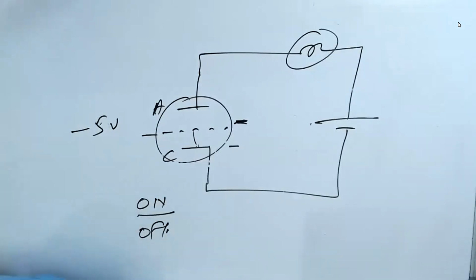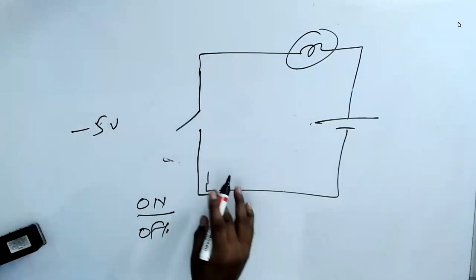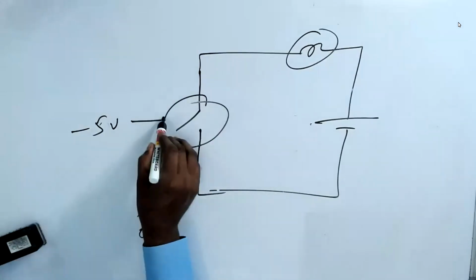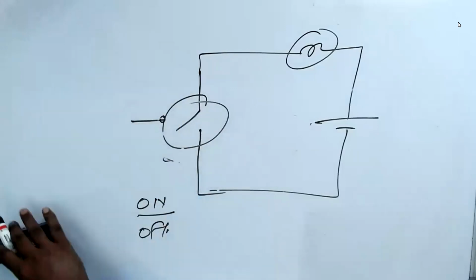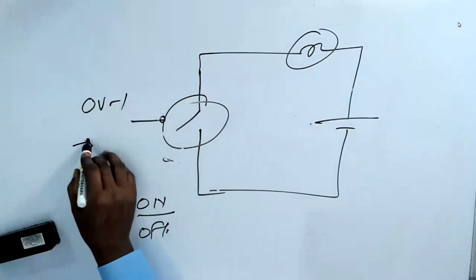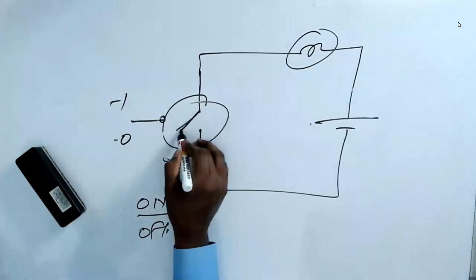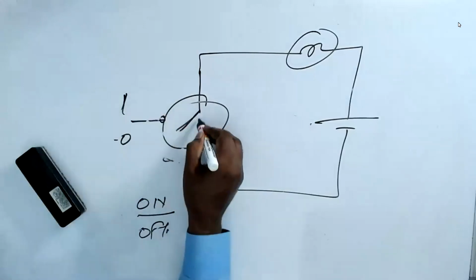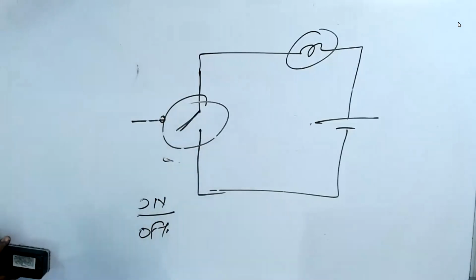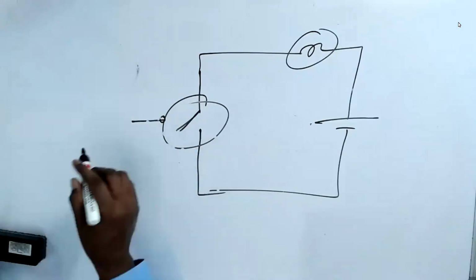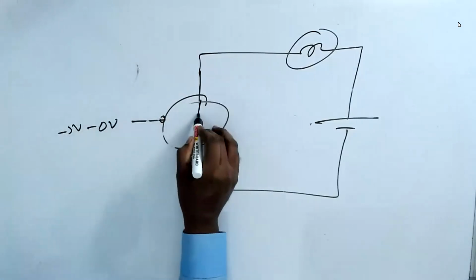That means I can say this is a switch, 0 or 1. You may call 0 volt as 1 and minus 5 volt as 0. When I give 0, the switch is off. When I give 1, the switch is on. It's a very simple thing. But the beauty is, when I go from minus 5 volt to 0 volt, this will act as a variable resistor.